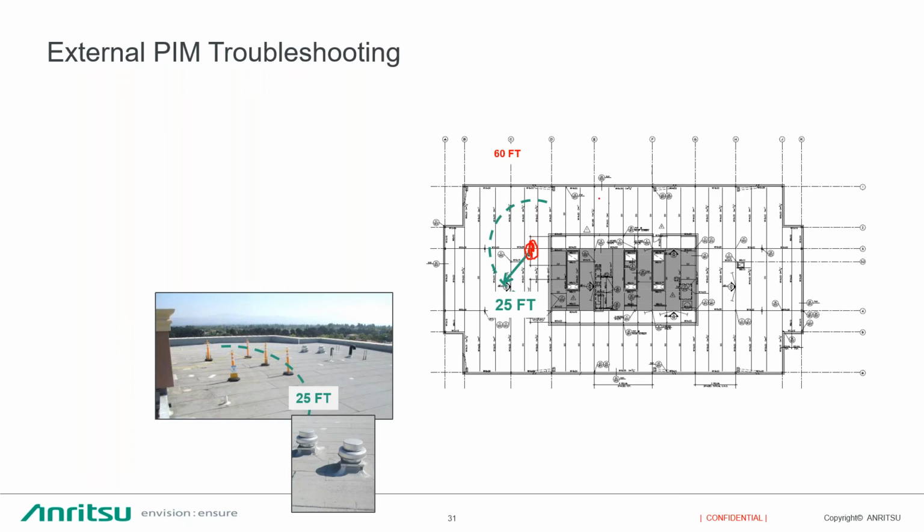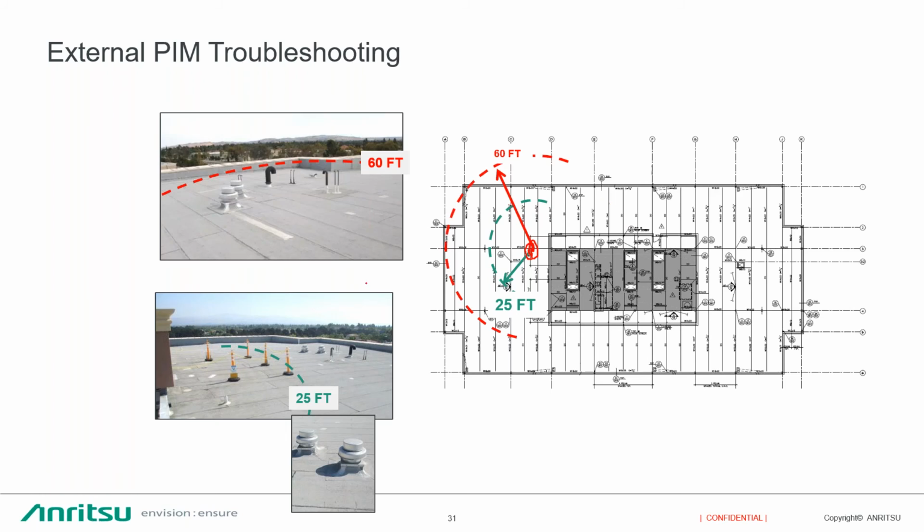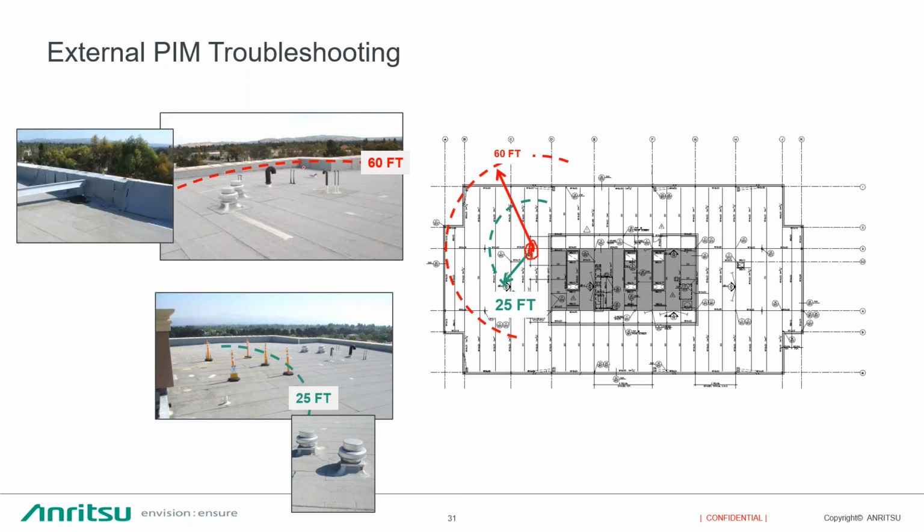If you've got an area where it's maybe further out and you've got a 60-foot distance to PIM number, now you're looking at something further away, and you might see some metal casings that might have oxidized, or some metal on the edge of the wall on the rooftop that might have oxidized.